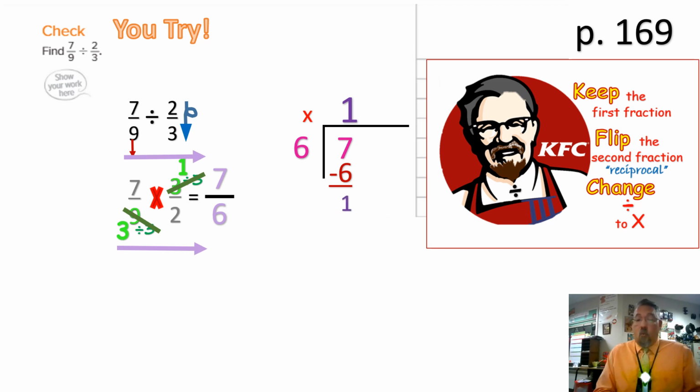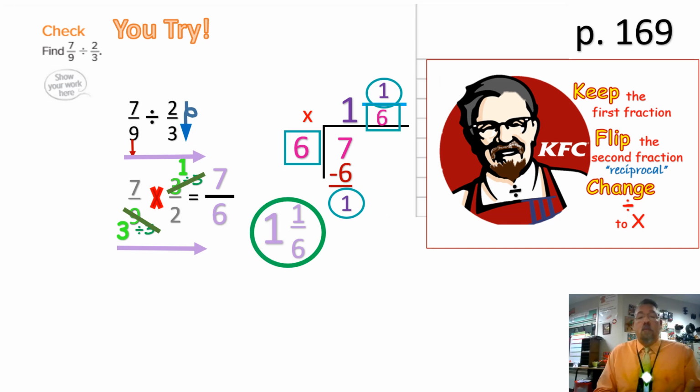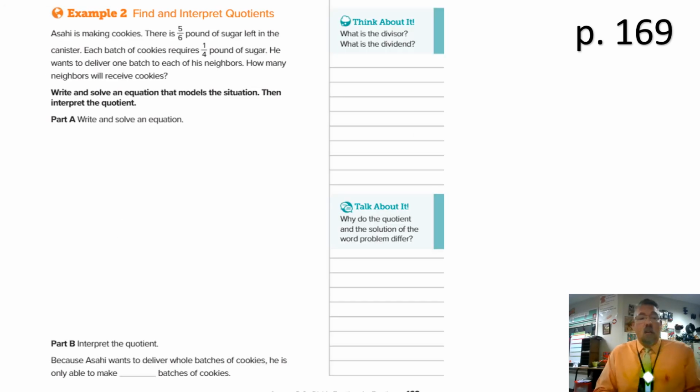So I have a remainder of 1. And once again, the 1 is my remainder, so it's going to become my numerator. And the 6 is my divisor, so it becomes my denominator. So I end up with an answer of 1 and 1/6. Hopefully you did okay. If you didn't, do you see where your mistake was? And if you don't see where your mistake was, just raise your hand and let me know so I can come and help you.